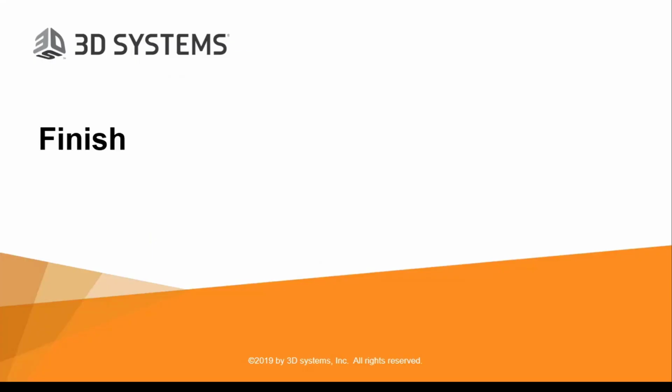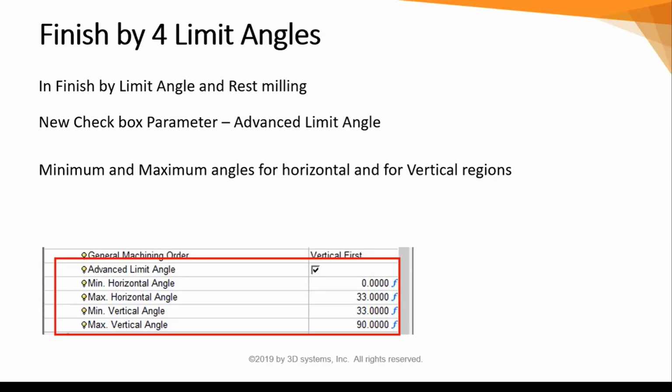Okay, so let's continue with some improvements within the finish procedures. A new option, finish by four limit angles. It is available for finish by limit angle and rest milling procedures. There is a new checkbox parameter, advanced limit angle, which will open minimum and maximum angles for horizontal and for vertical regions.